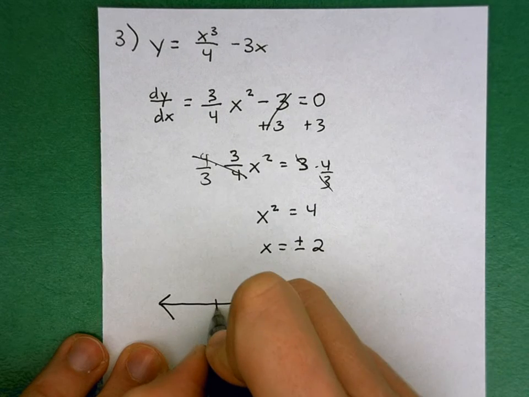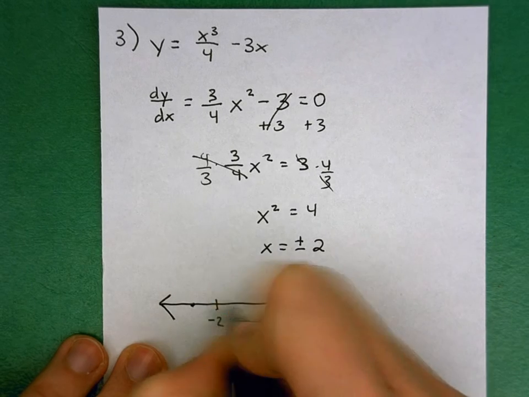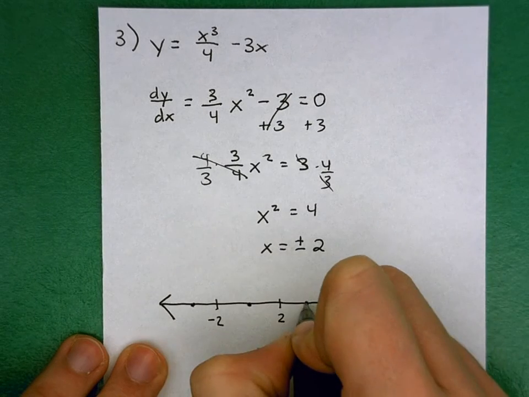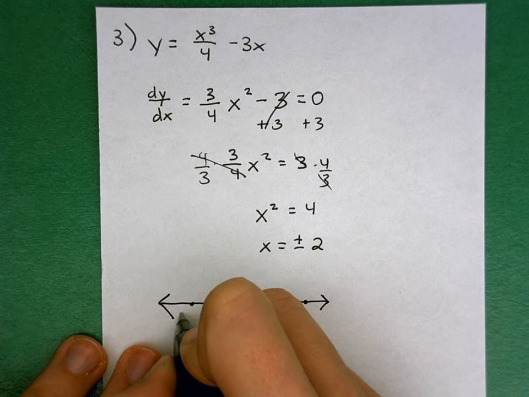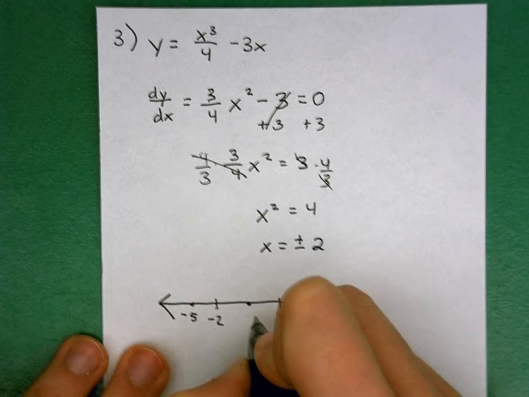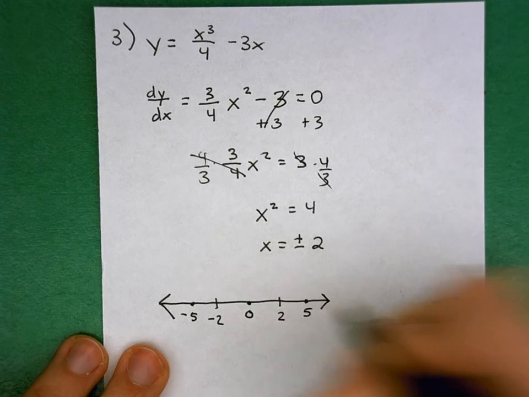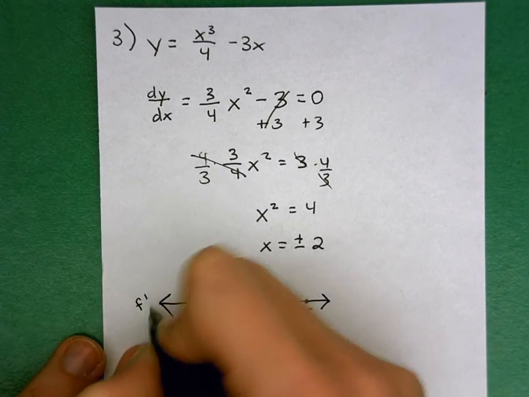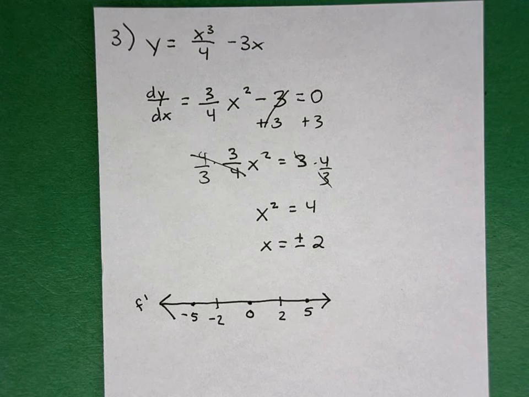So I'm going to go ahead and put on negative 2 and put on 2. And then pick our testing numbers here. Okay, so left of negative 2, I could plug in maybe negative 5. In between negative 2 and 2, I'm going to pick 0. Right of 2, I've got 5. And again, I'm plugging this into f prime, or in this case, it would actually be dy dx. Right? But I'm testing it in my first derivative.